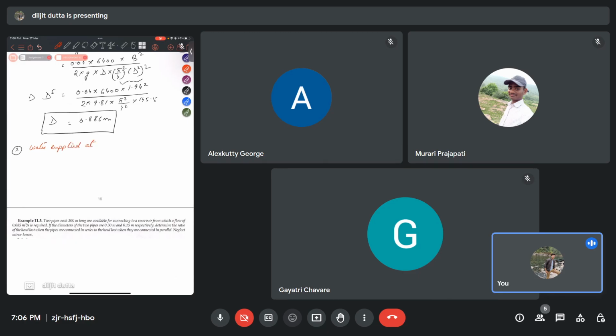Water supplied at lowest RL. In that case, the head available, that is head lost, is 105 minus 22.5 minus 12. This will come around 70.5.